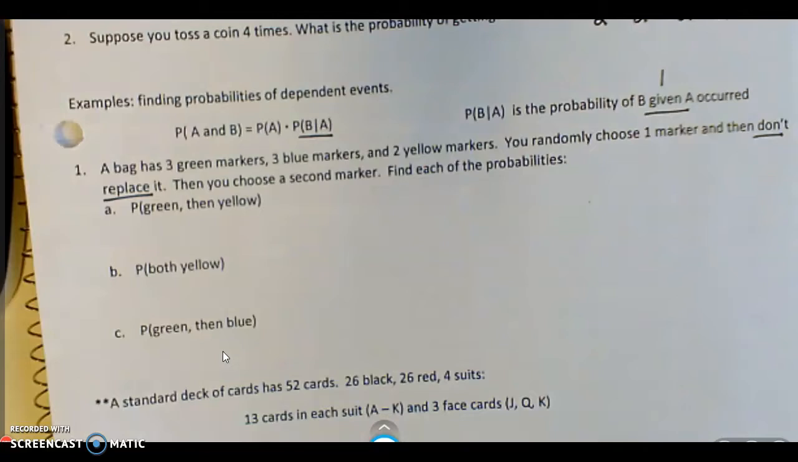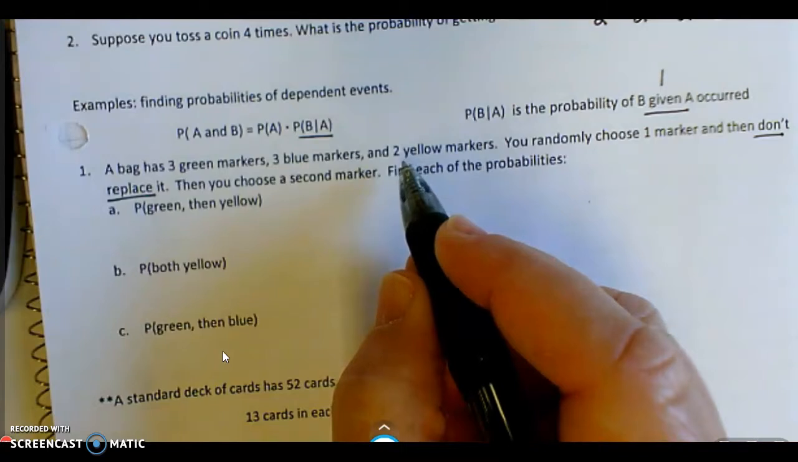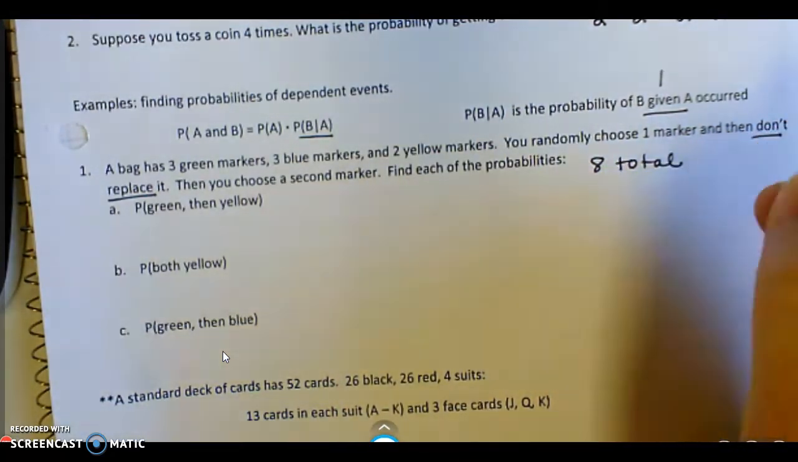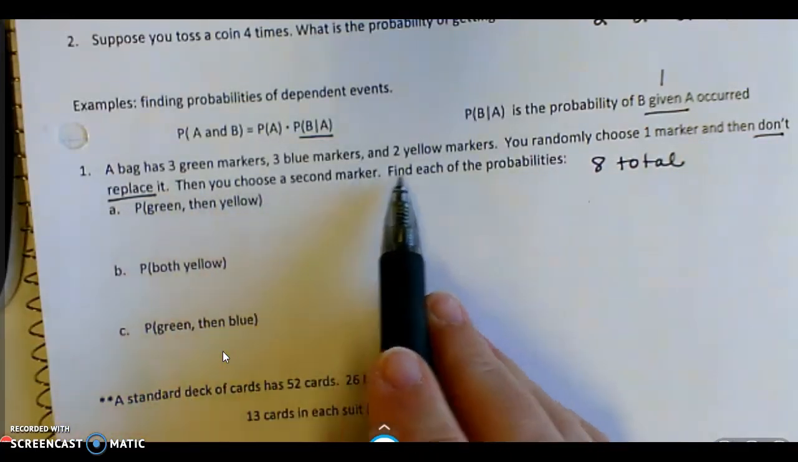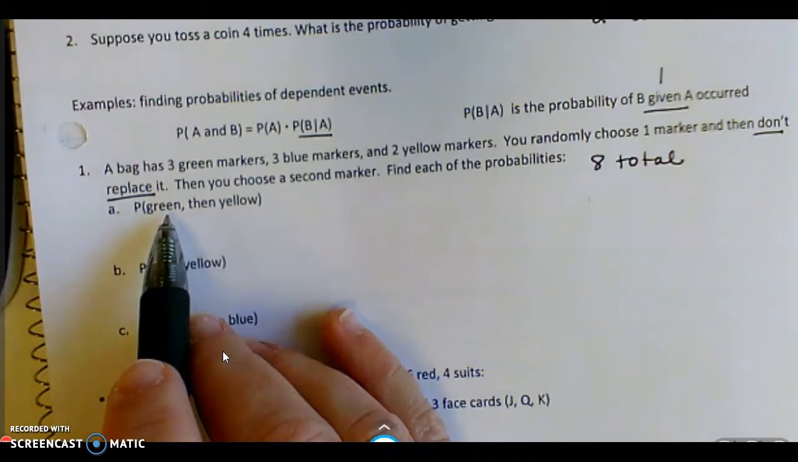So a bag has 3 green markers, 3 blue markers, and 2 yellow markers. 3 plus 3 plus 2, that's an 8. 8 is the total. You do need to know the total there. You randomly choose one marker and don't replace it. You choose a second marker. Find the probabilities. Okay, so let's find the probability first that you get a green.